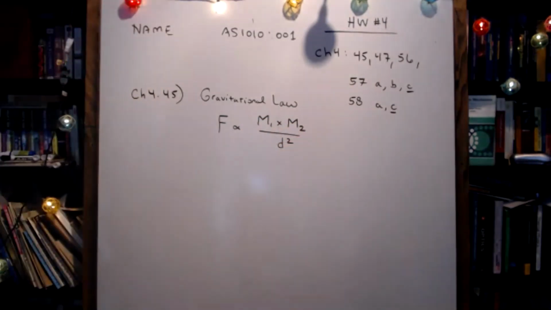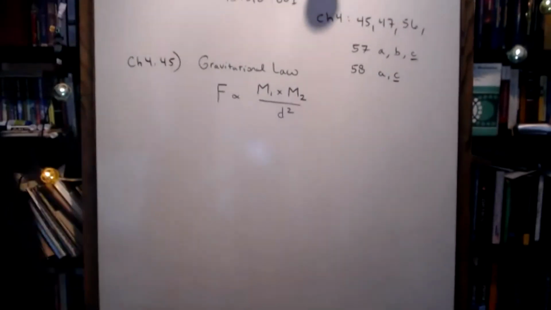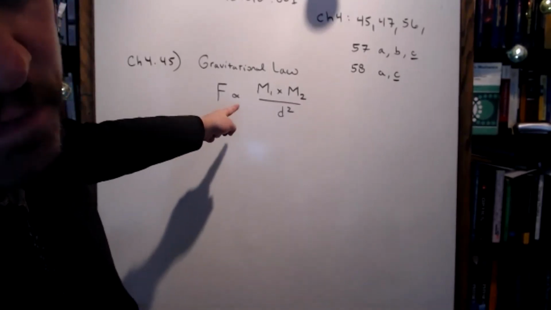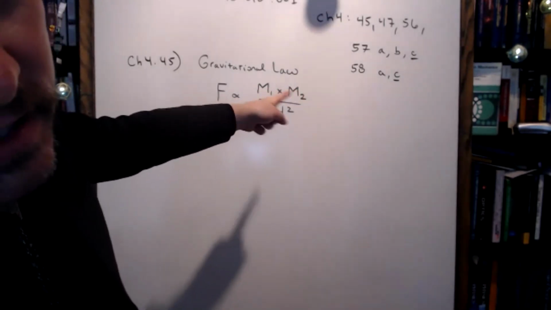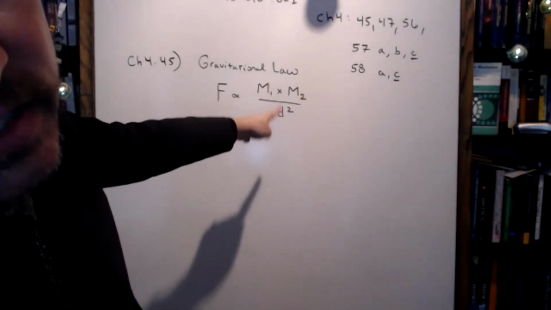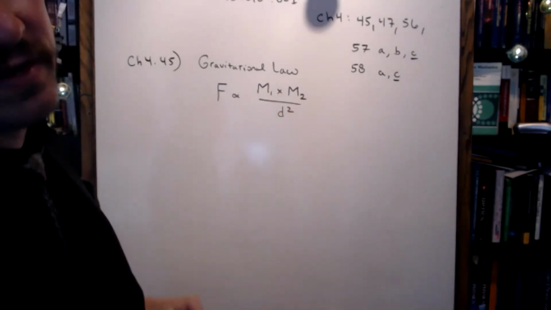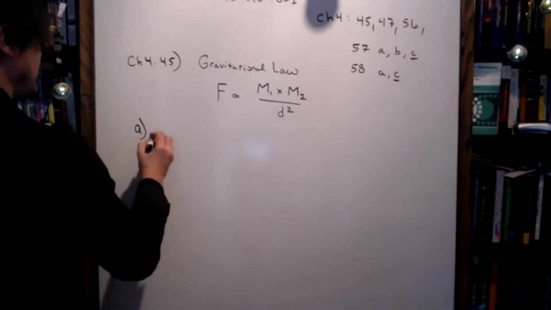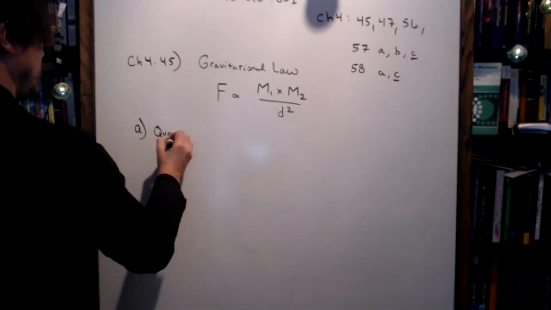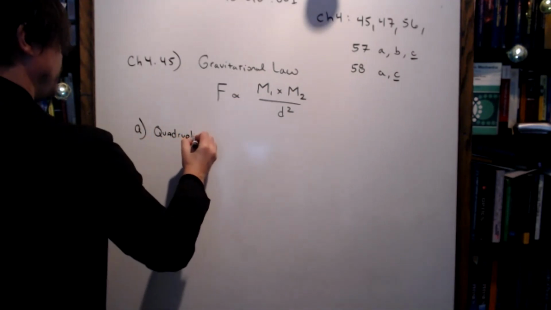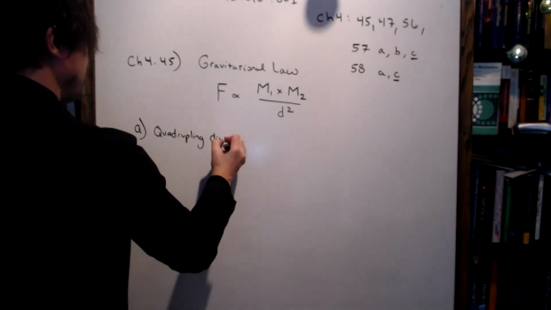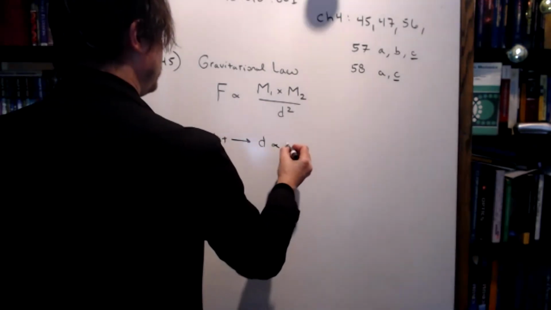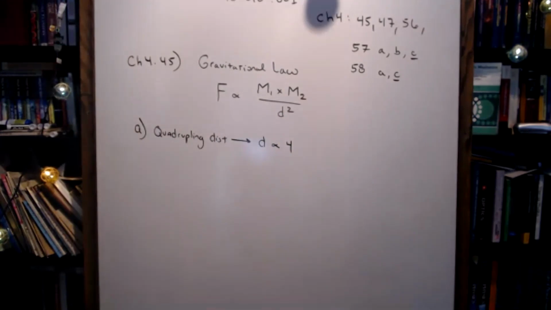Okay, class. To answer these questions, we're going to be using the Newtonian version of the law of gravity. The force of gravity is proportional to the product of the two masses and inversely proportional to the square of the distance. Let's write it down like that. Part A says quadrupling the distance, which of course means the D is going to increase by a factor of 4.